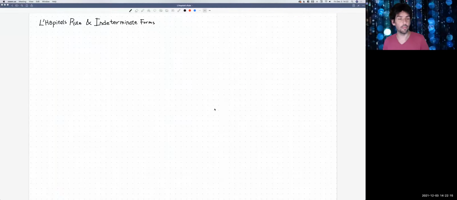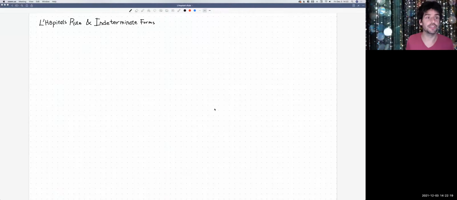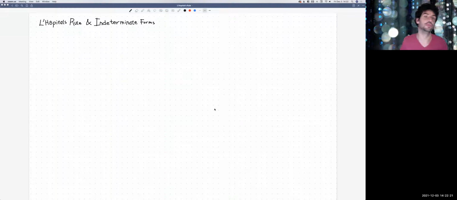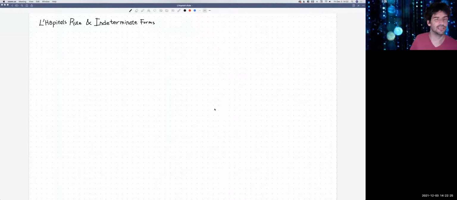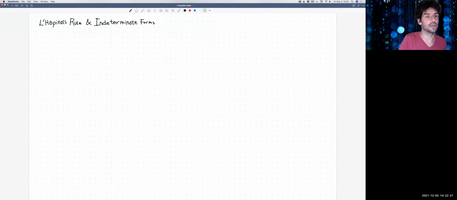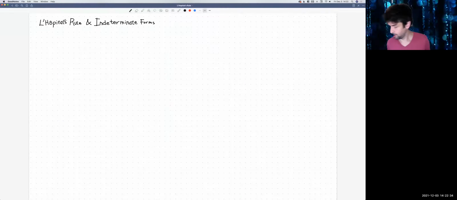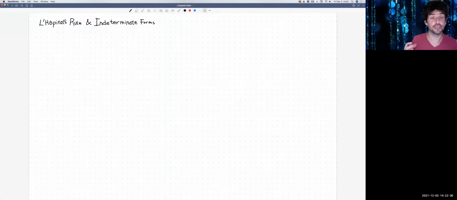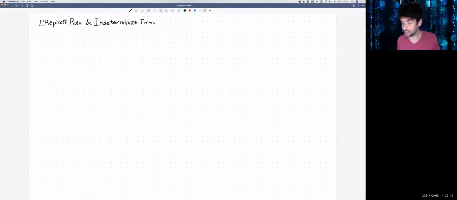Everybody. So we've got another little strategy for limits here, something called L'Hopital's rule and indeterminate forms. You might see L'Hopital written a little bit differently. I've seen alternate spellings to this, but in any event, it's a pretty famous strategy you have for solving a particular kind of limit when we have something called an indeterminate form.